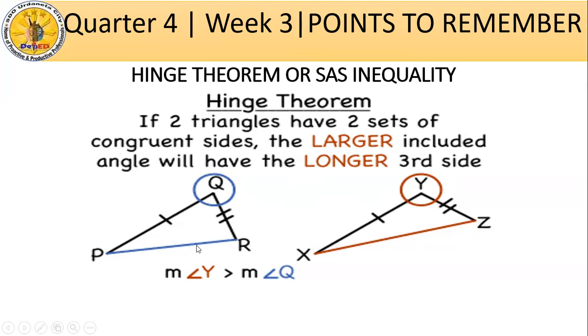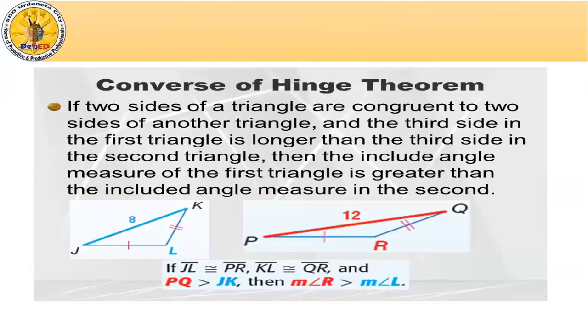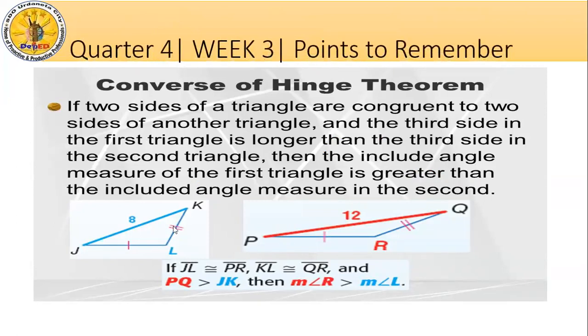Okay? Now we have the converse of the Hinge Theorem. If the two sides of one triangle are congruent to the two sides of another triangle, and the third side in the first triangle is longer than the third side in the second triangle, then the included angle measure of the first triangle is greater than the included angle measure in the second.